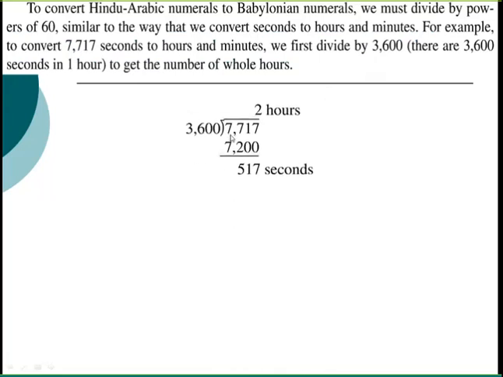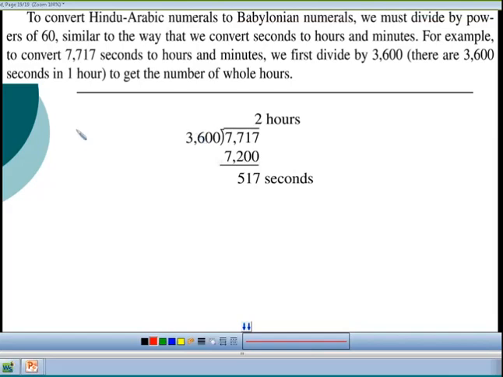If we had 7,717 seconds, and I wanted to figure out how many hours and minutes that is, I have to divide it by 3,600, and what that would tell me is that there are 2 hours. The reason why I'm doing that is because an hour is 60 times 60. If I'm taking my seconds to hours, there are 60 minutes in every hour, and then there are 60 seconds in each minute, so we have to multiply 60 times 60.